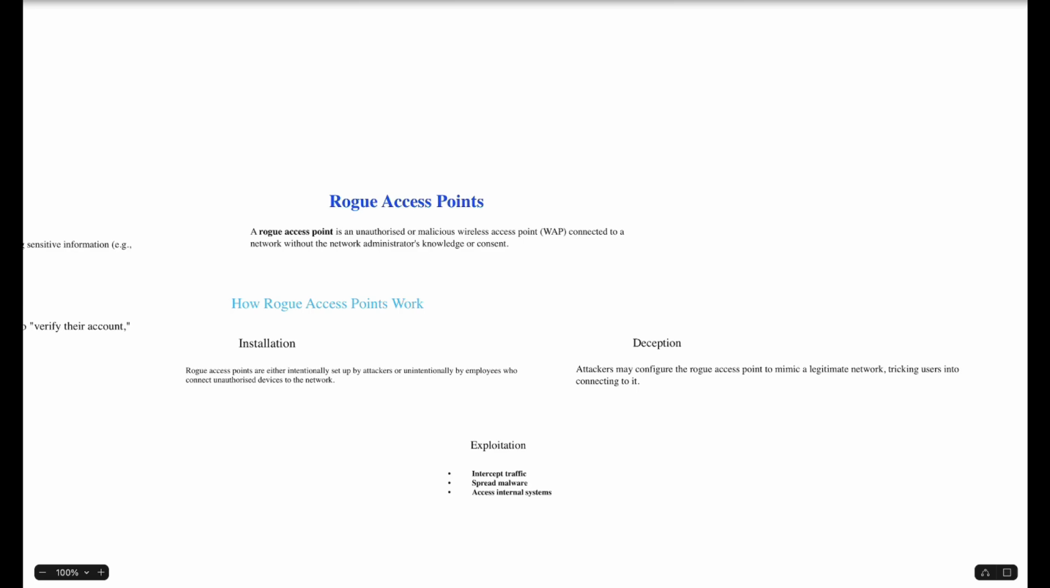And now let's take a look at rogue access points. A rogue access point is an unauthorized or malicious wireless access point connected to a network. It can be set up either by attackers to try to break into a network or by employees, creating significant cybersecurity risks.